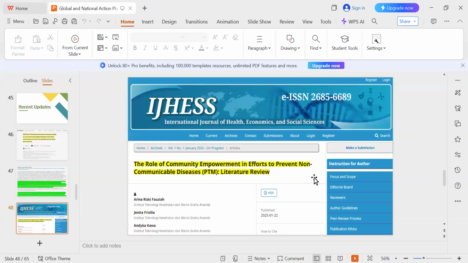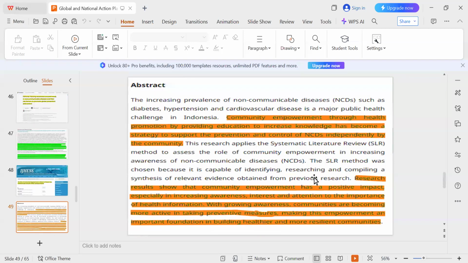The role of community empowerment in efforts to prevent non-communicable diseases, literature review. Community empowerment through health promotion by providing education to increase knowledge has become a strategy to support the prevention and control of NCDs independently by the community. Research results show that community empowerment has a positive impact, especially in increasing awareness, interest, and attention to the importance of health information. With growing awareness, communities are becoming more active in taking preventive measures, making this empowerment an important foundation in building healthier and more resilient communities.